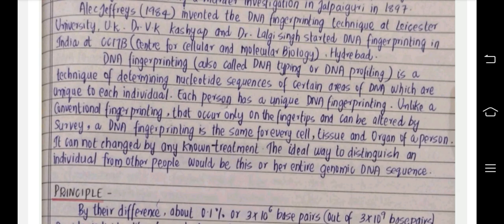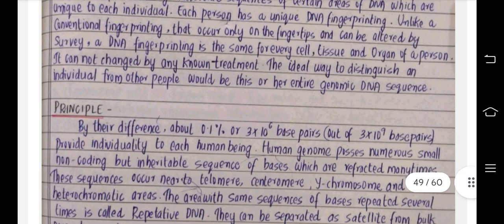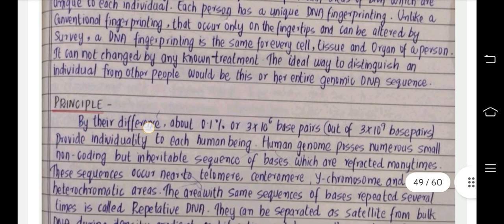Each person has a unique DNA fingerprint, unlike conventional fingerprints that occur only on the fingertips and can be altered by surgery. A DNA fingerprint is the same for every cell, tissue, and organ of a person. It cannot be changed by any treatment. The ideal way to distinguish an individual from other people would be to sequence the entire genomic DNA.